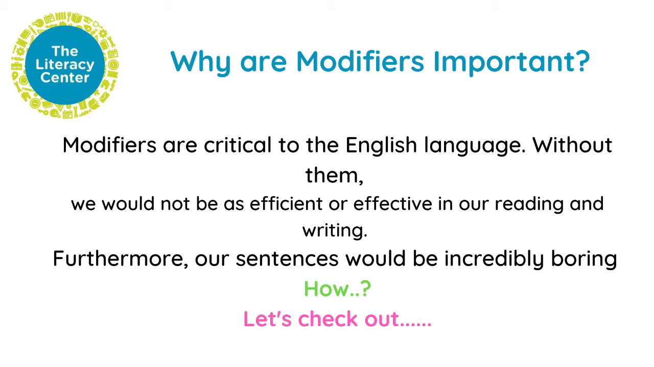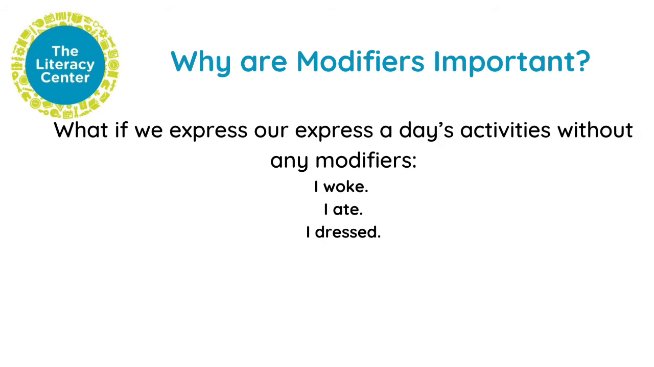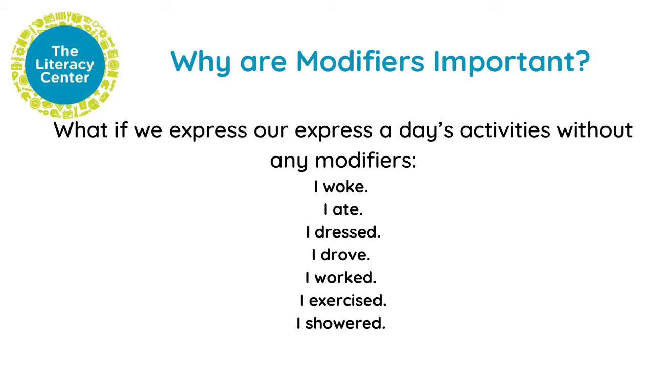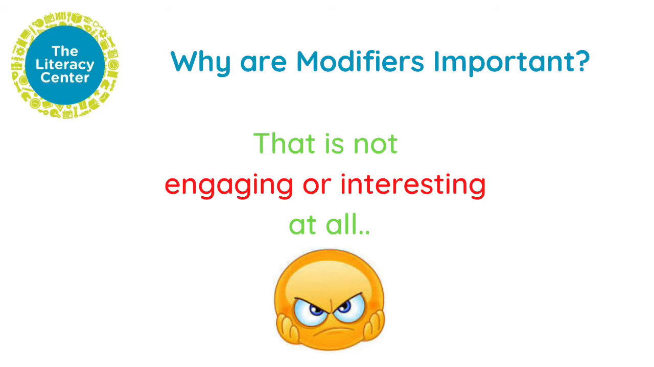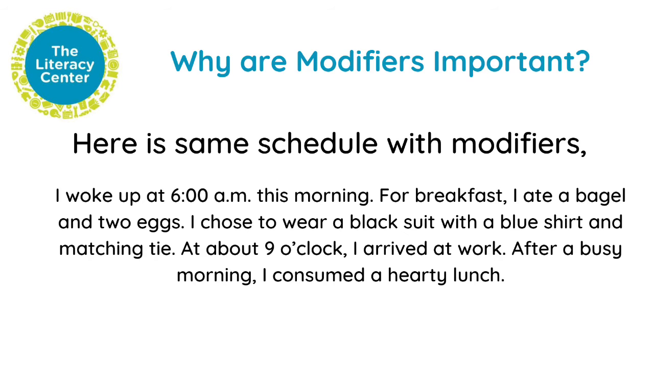How? Let's check out. What if we express our day's activity without any modifier? For example, I woke, I ate, I dressed, I drove, I worked, I exercised, I showered, and I slept. Well, if I write something like this, that is not engaging or interesting at all. So here is the same schedule when you write it down with the use of modifiers.